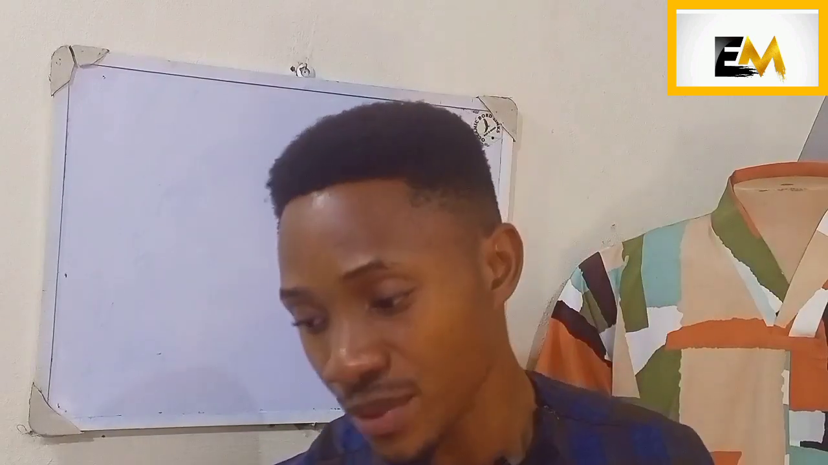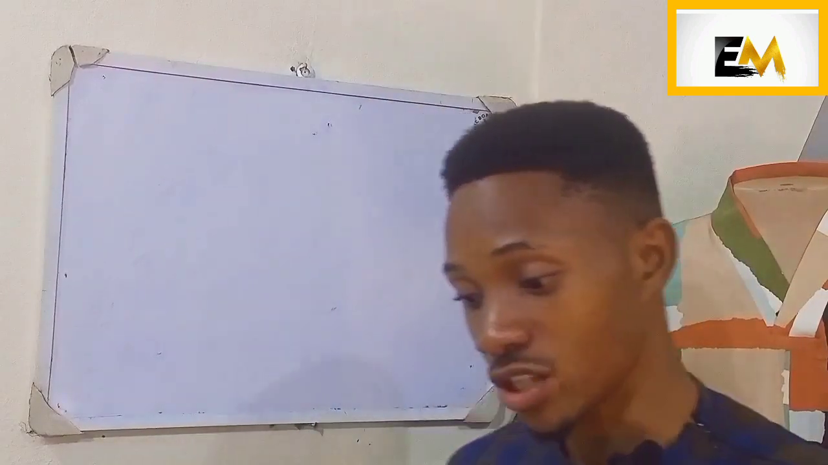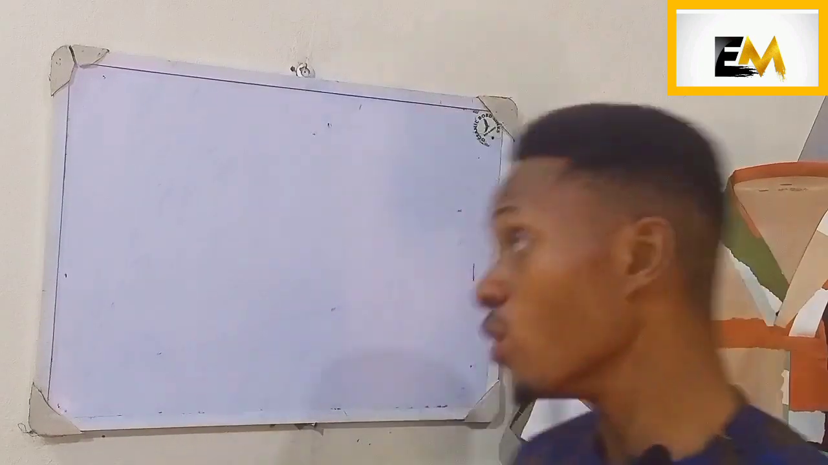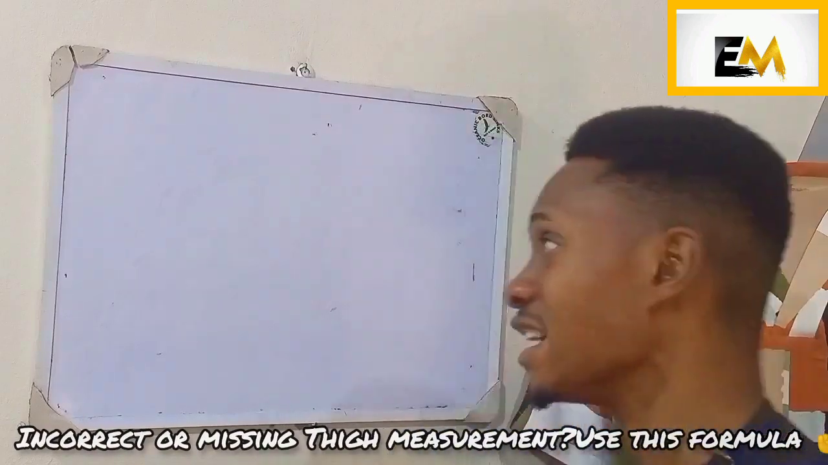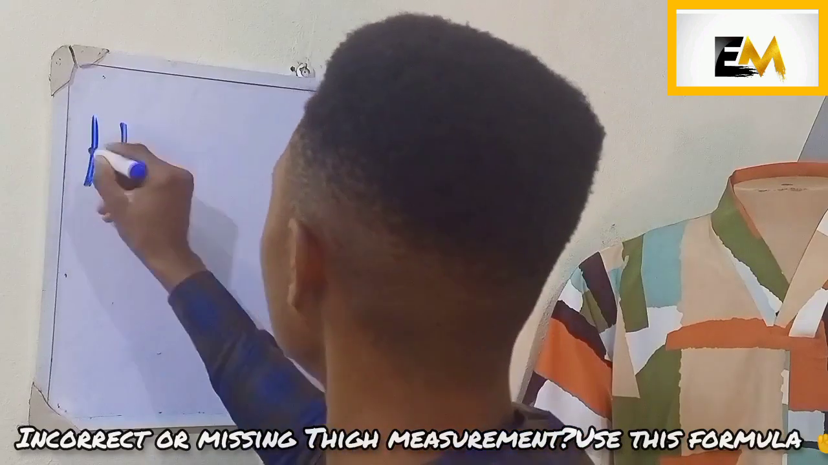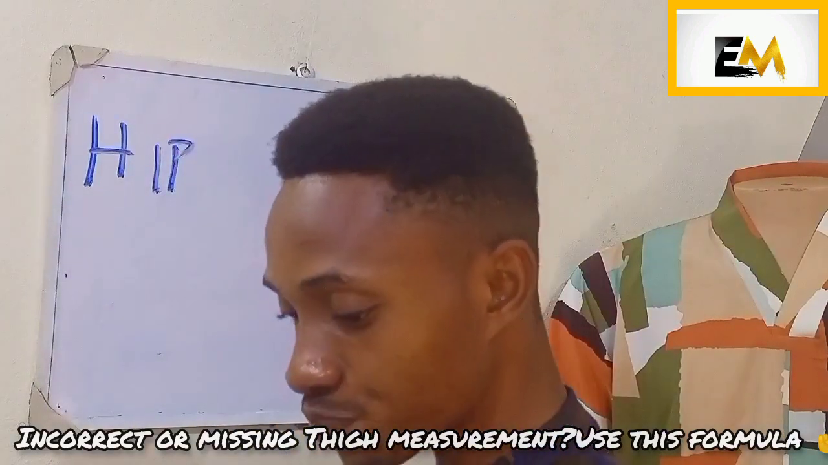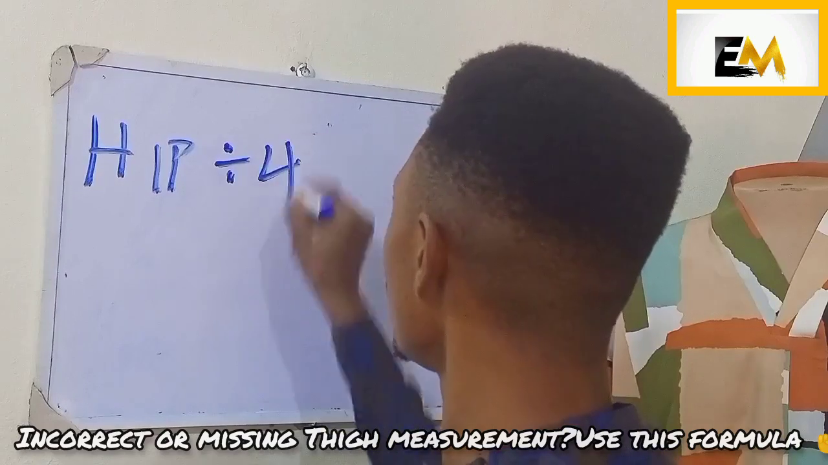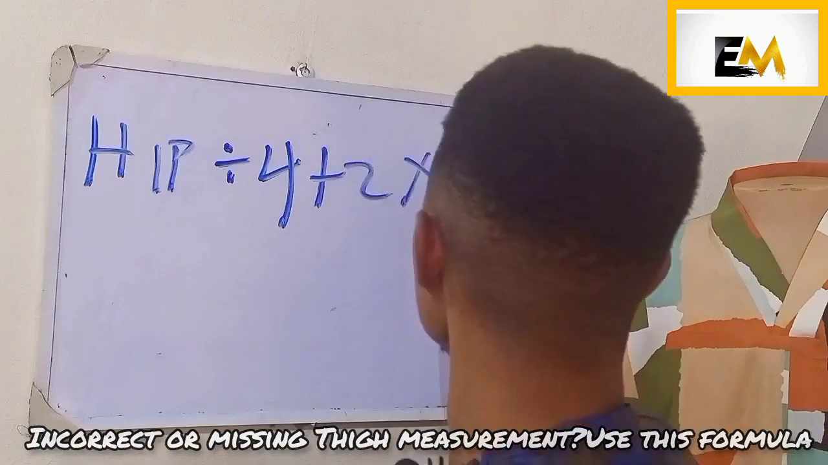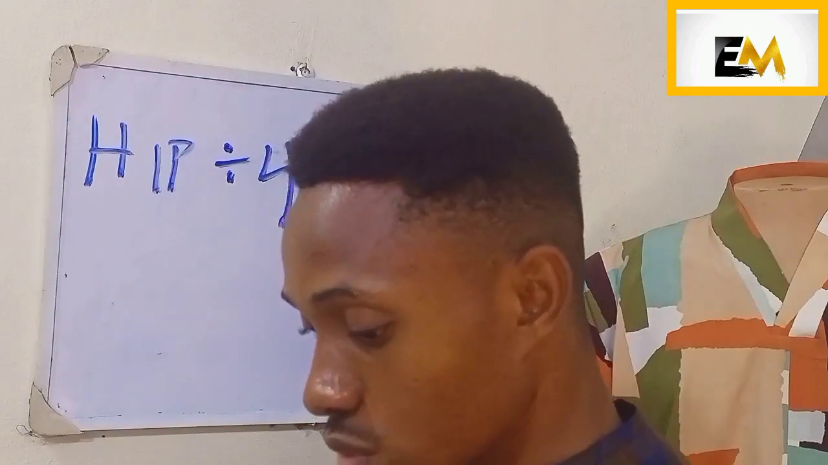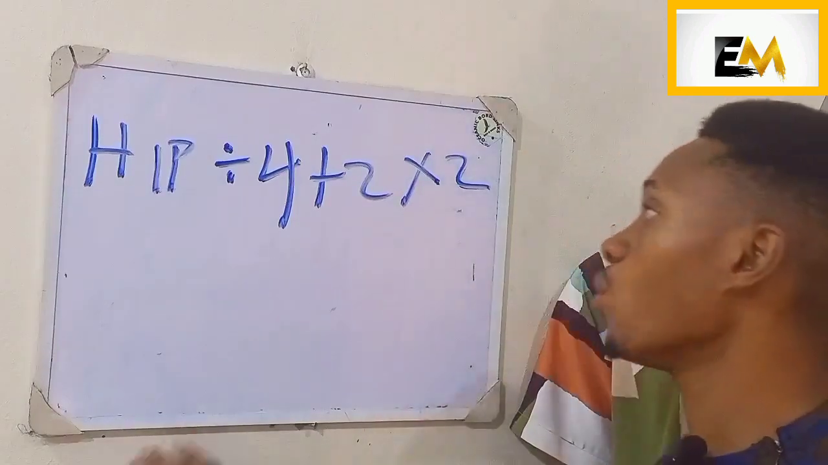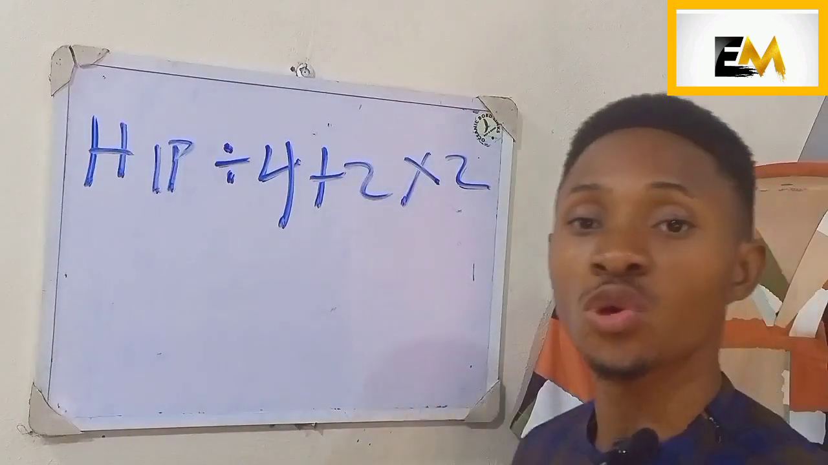So for the lap, in a situation where the tie measurement is not correct or was not measured, this formula can be handy. You already have your hip measurement. Let's assume the hip is 40. The formula is this: hip divided by 4, plus 2, times 2. Hip divided by 4 plus 2 times 2 is going to give you your lap.